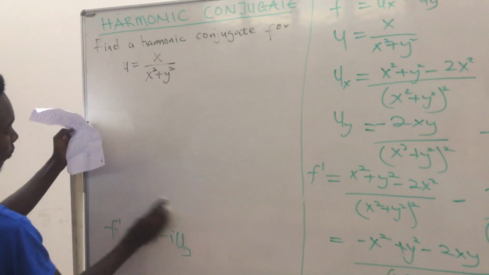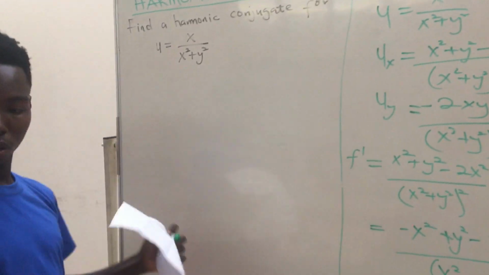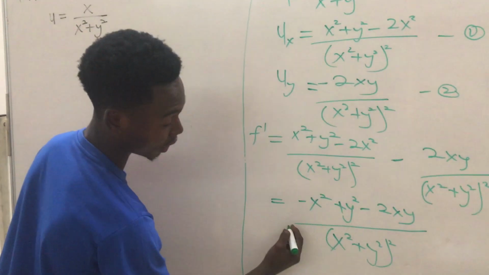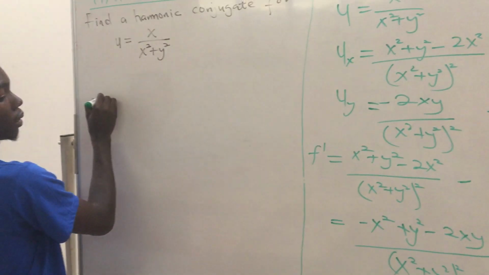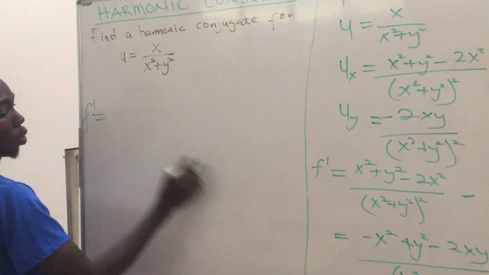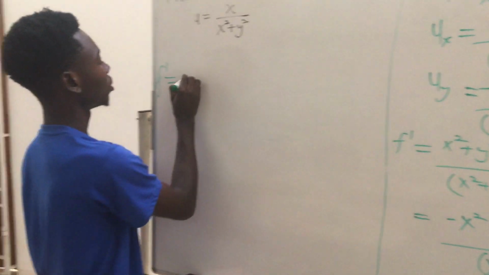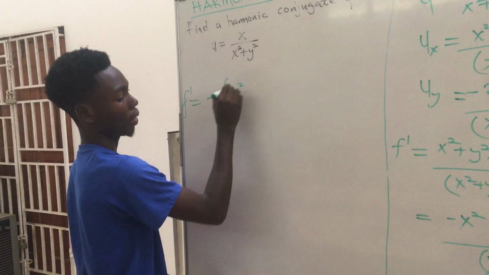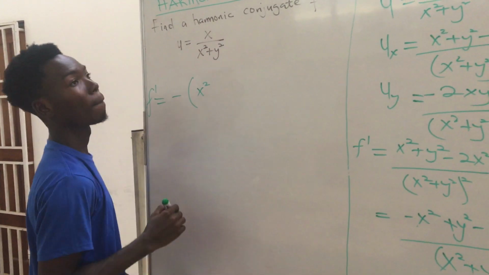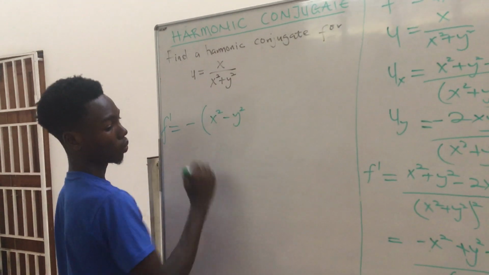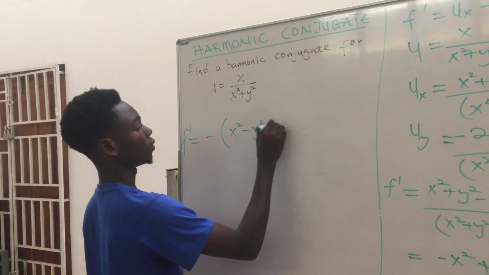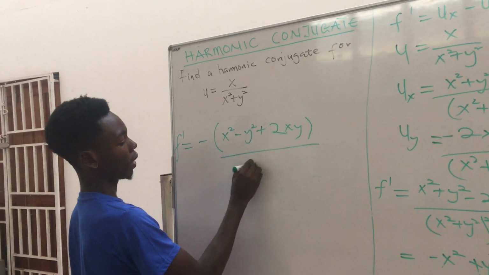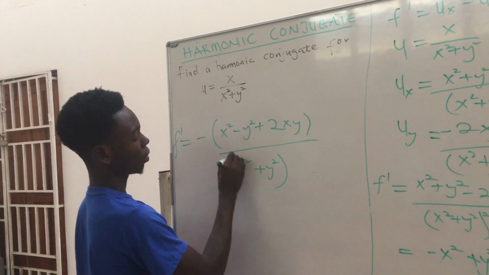So from here, looking at this, we can group negative outside. Are you okay? We can take the negative outside. So negative outside, so it will be left with what? X squared. So this will become negative y squared, and this will become what? Positive 2xy all over what? X squared plus what? Y squared all squared.